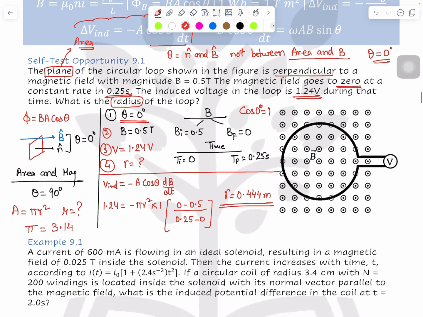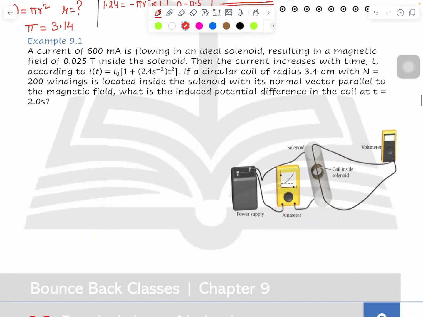Okay. Now the second one, that is a more interesting one. We need to understand what is the changing factor. A current of 600 milliampere. Okay, I'll use this area for the given data so that we have more space to solve. Let's say current I is equal to 600 milliampere. Can I say 600 milli means 10 power negative 3 ampere. Okay, this is your factor number 1.